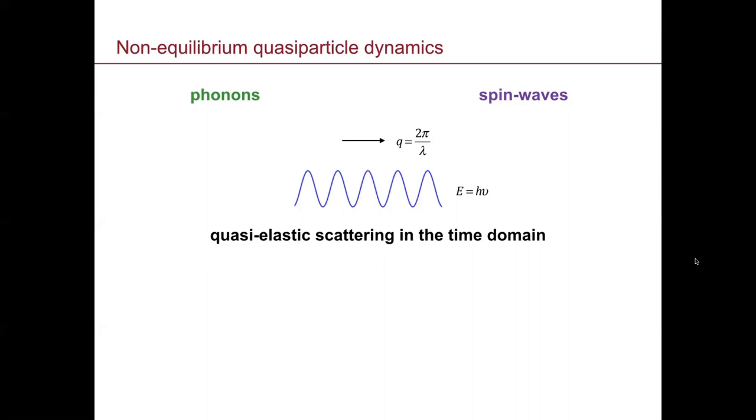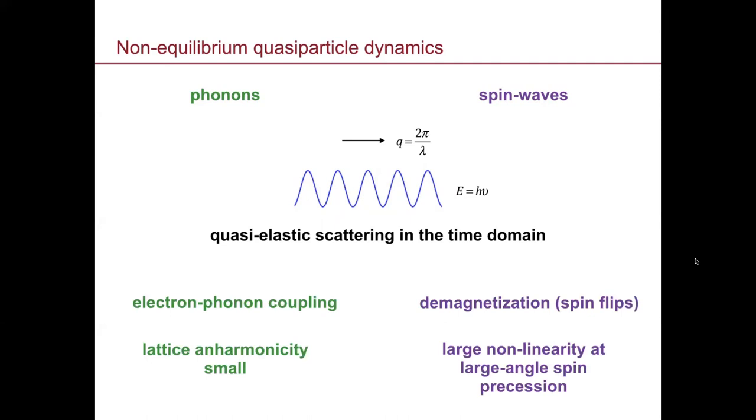And the idea here is that we need to perform quasi-elastic scattering. So we have our quasi particle here. It's given, of course, by momentum and an energy. And so the momentum we measure via the transferred wave vector in a scattering process. And if we drive the system such that all the phonons or the magnons are coherently excited, then we can measure the energy through the Fourier transform of the beating in the time domain. And this we would like to do for phonons and ultimately also for magnons.